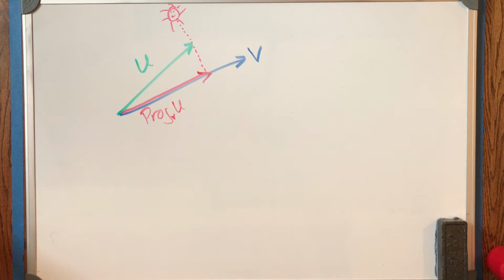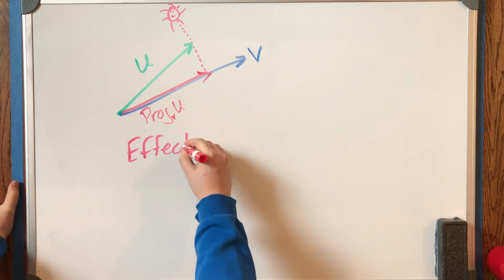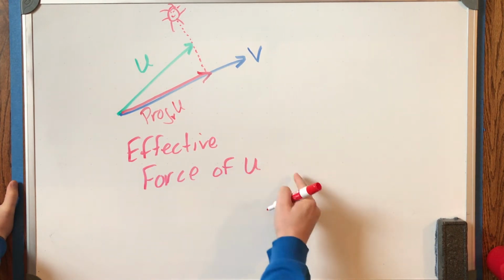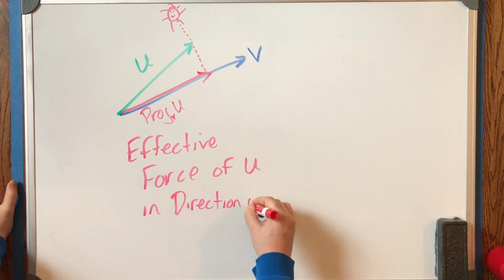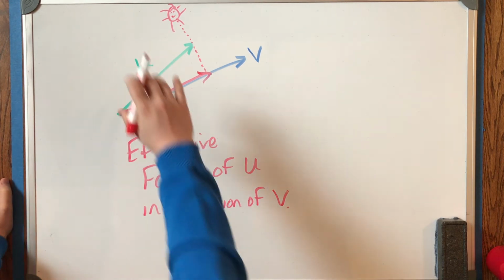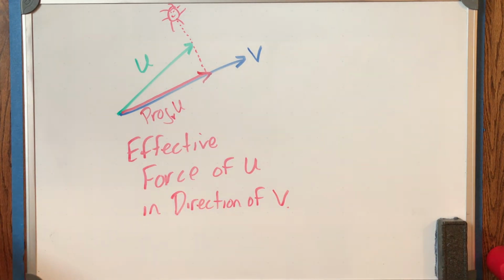And what this projection is, is the effective force of vector u in the direction of v. Okay? So it's basically how much force u can actually apply if it's going in that same direction as v. So there are a couple things that I want to point out about this projection and how we might find it, and some of the connections that we have going on here.